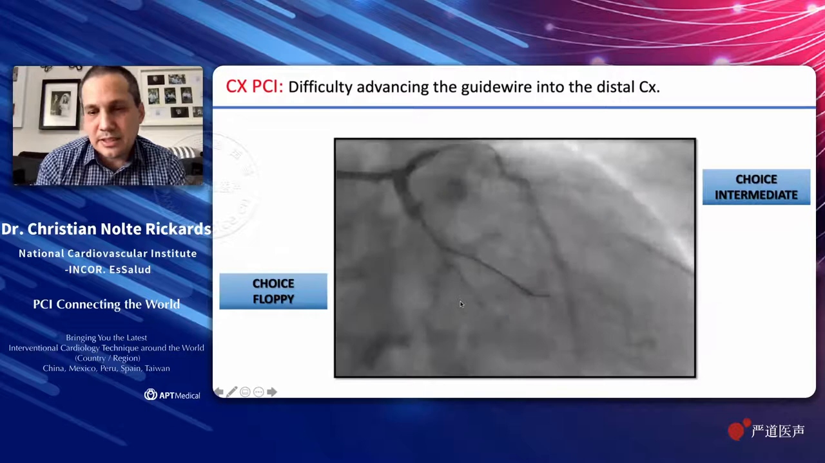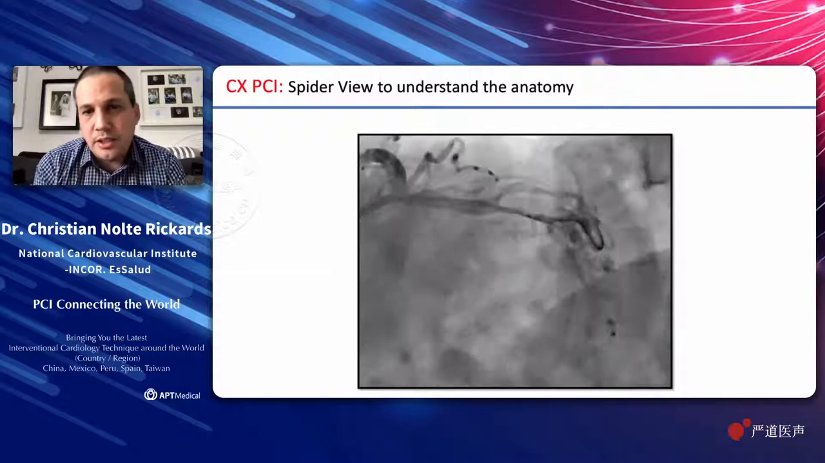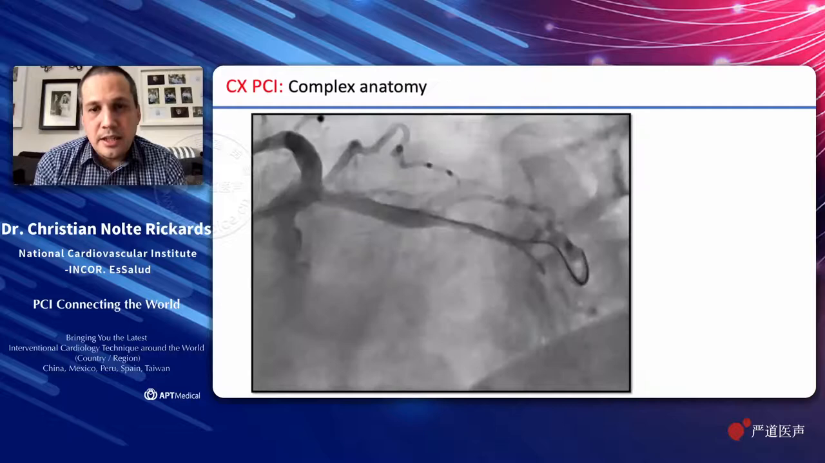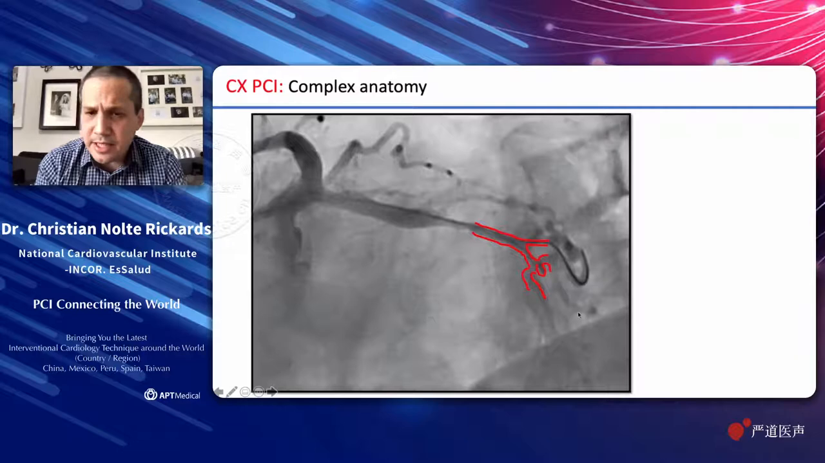So what we did is we changed the projection and we went into the spider view to just understand a little bit the anatomy of how to get into the distal segment of the circumflex. And what we see there is that we had this 90 degree kind of retrograde angle to get into the distal circumflex. And here we had that loop that went into the second marginal. So what we did is we just left that guide wire on the loop and we got in a third wire.